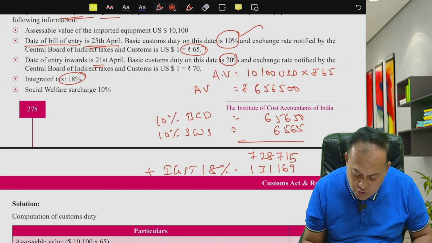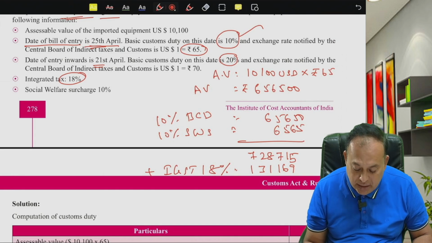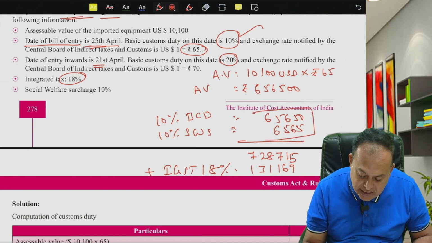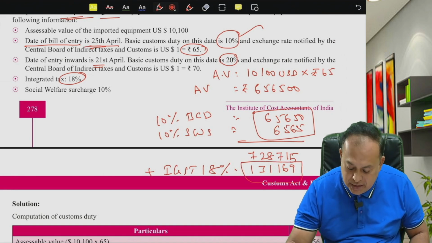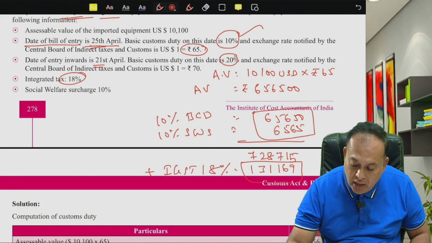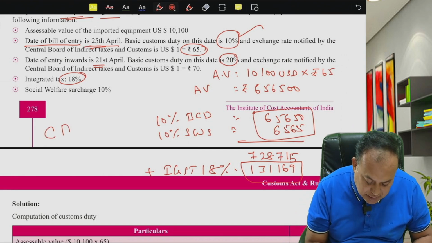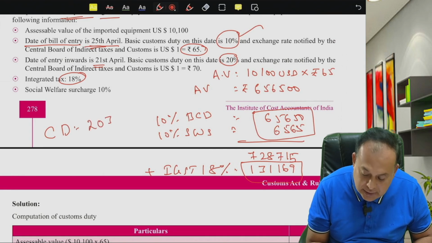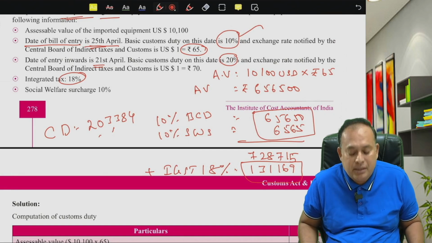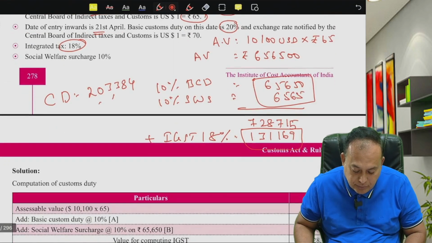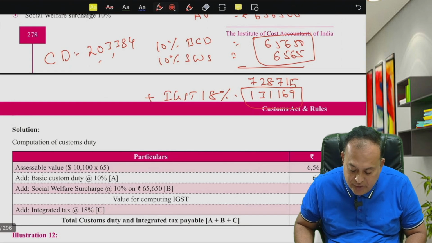So that is the value. So what is the total custom duty? Total custom duty is nothing but BCD plus SWS followed by IGST. So IGST plus BCD plus SWS, which is equal to a total custom duty of 2,03,384. As simple as this. Got the clarity, my dear friends? Further, I refer to you.